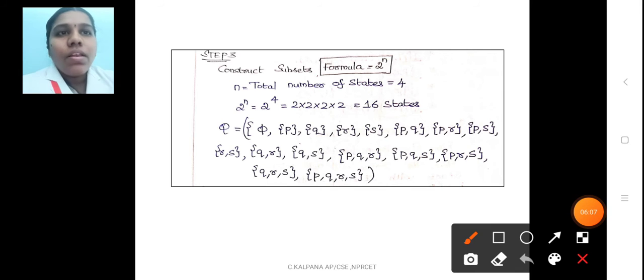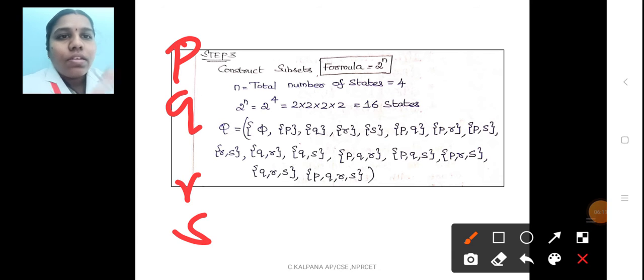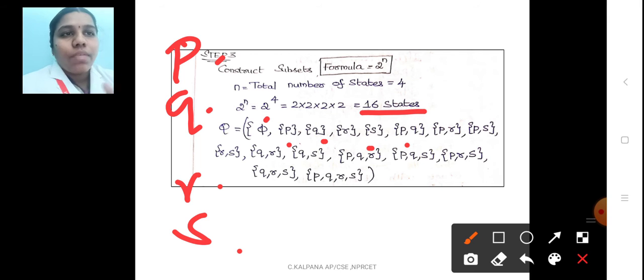For example, the given state is PQRS. We have to form 16 states here, that is 16 sets. First, initially I have marked phi, that is the empty state. For each and every transition table for subset construction, you have to represent phi as the empty state. Then write PQRS. Total 4 states we already mentioned.